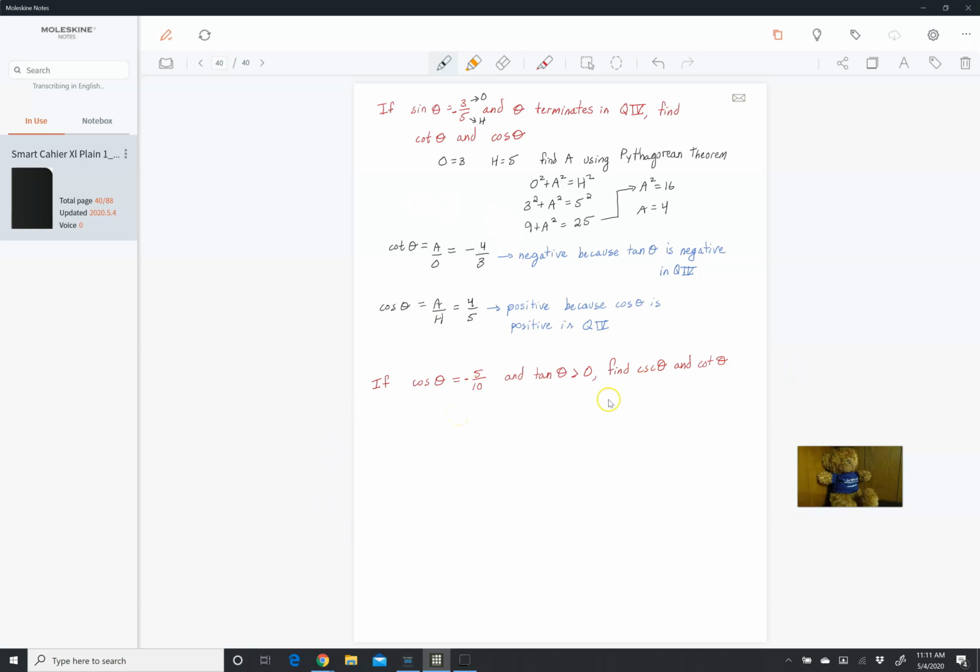Okay, so what's the difference? The difference is we're not told directly where theta terminates. It doesn't say that theta terminates in a given quadrant. This is saying, okay, our cosine is negative. So where is our cosine negative? This tells us theta must be in quadrant 2 or quadrant 3.